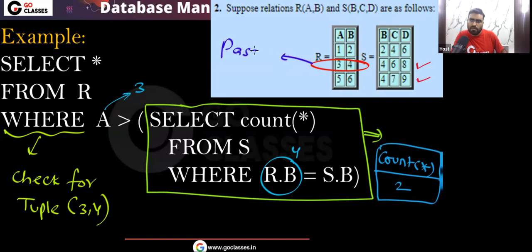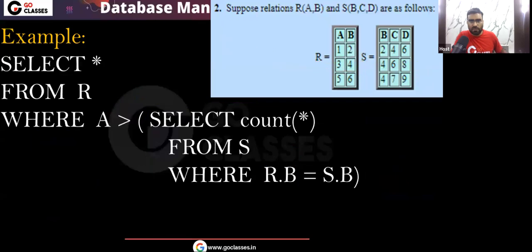Okay. So this tuple passes. Simple. This tuple is passing. Finally, the last tuple, you tell me. Now you check for this tuple. Now we are checking for 5, 6, because we are checking tuple by tuple for every tuple of R.